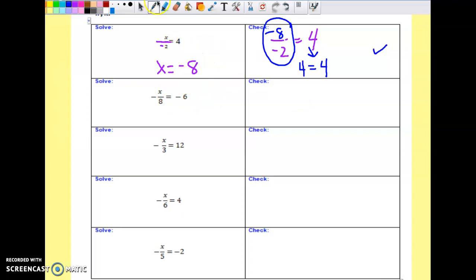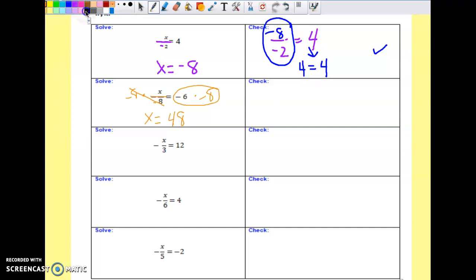If I look at number 2, same kind of thing. I want you to take a minute and change it so that your negative is clearly attached to the number. Then my operation, between the x and the -8, is division. So I want to multiply to get rid of it. I'm going to want to multiply by -8, opposites cancel, and I'm left with x equals -6 times -8. Performing this operation here on the right, I get 48.